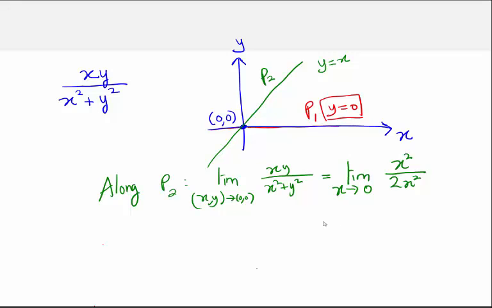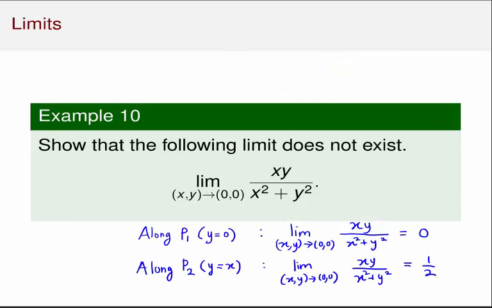Simplifying the function, we'll have the limit of half. Since x squared cancels out, we have the limit of half as x tends to 0, and of course this is always half. Hence the limit along P2 of the function as x, y tends to the origin is half.